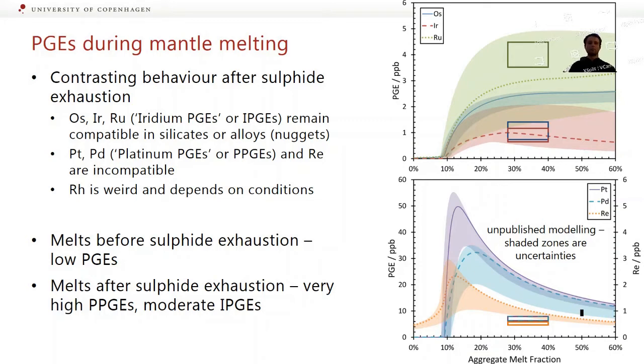In general, platinum and palladium, which get referred to as the platinum PGEs, which is a bit dumb, and rhenium are very incompatible once sulfide is exhausted. I'm not really going to talk about rhodium because it varies depending on the conditions, and it's a bit weird. Okay, so on the whole, melts before sulfide gets exhausted are very low in PGEs, and melts that form after sulfide exhaustion have high PPGEs, platinum and palladium, but moderate or low IPGEs, osmium, iridium, ruthenium.